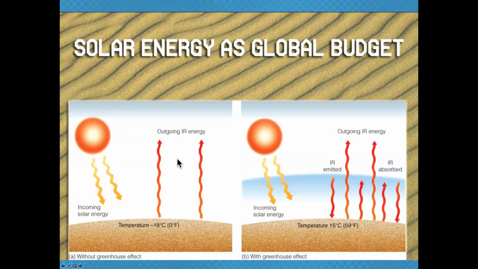If the Earth had no atmosphere, the Earth would be a much, much colder place because the energy that would come in would leave during the night. So energy in would equal energy out. Because we do have an atmosphere, some of that energy from the sun is retained. And as a result, we have a planet that is livable.